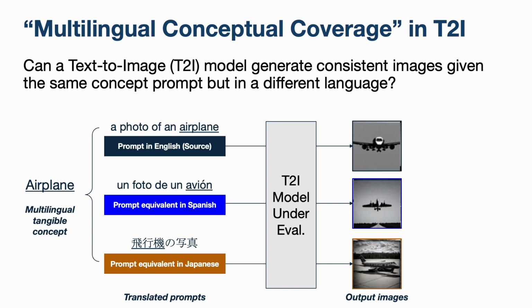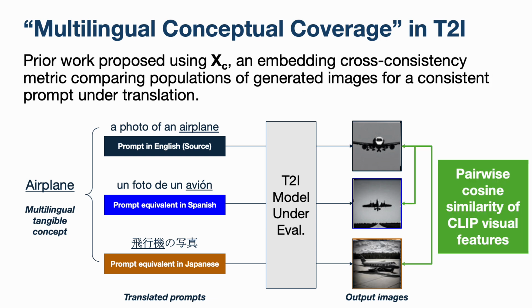Then some model that we're evaluating will generate a set of images as an output population, and then we can test the pairwise cosine similarity of some embedding models' visual features between those populations to assess whether the model is correctly possessing that concept in those test languages. We call this feature XC.